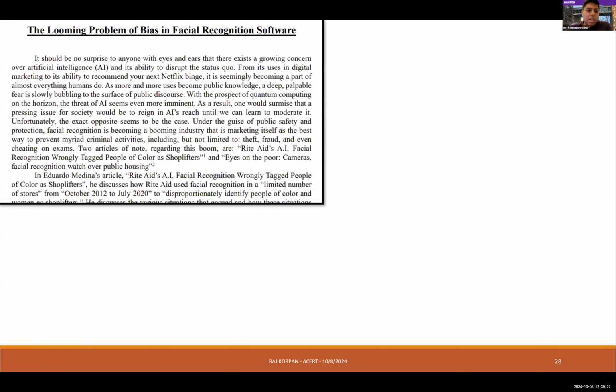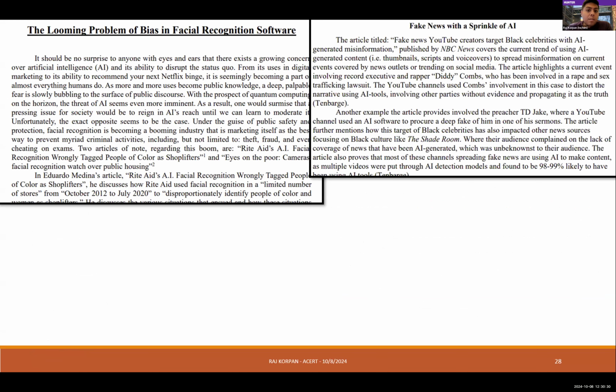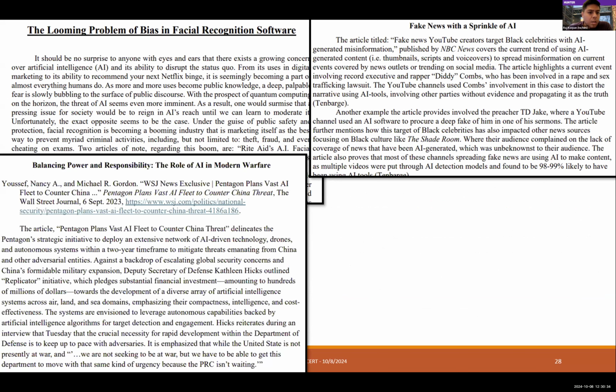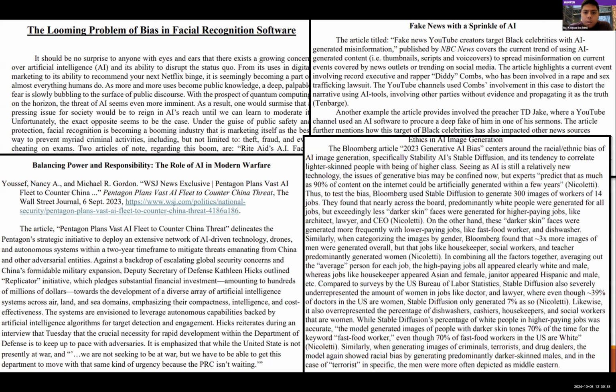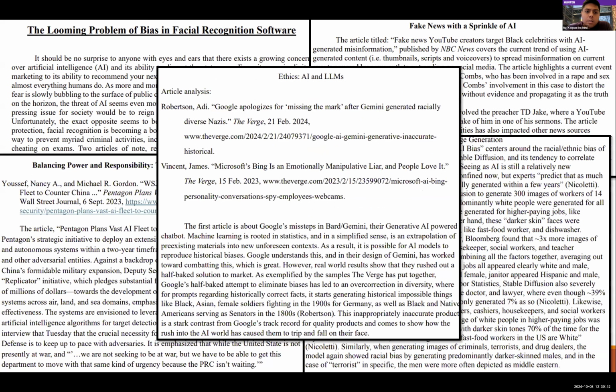Here are some examples of the papers that students submitted. The problem of bias in facial recognition software, the issue of fake news when used with AI, the role of AI in modern warfare. This one was about the ethics of image generation, and this last one was AI and ethics, the ethics of AI and LLMs, large language models.